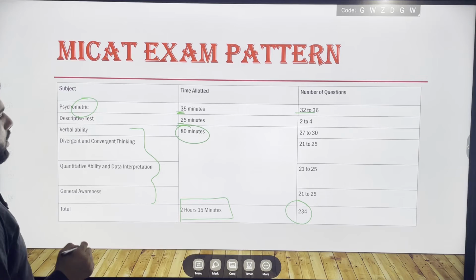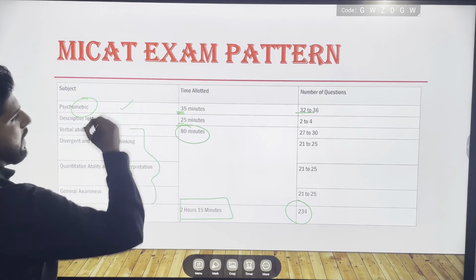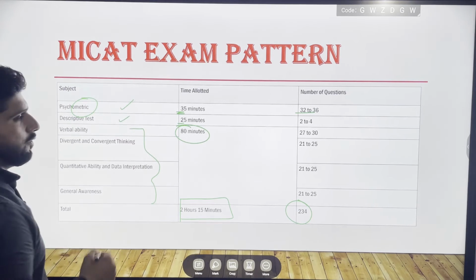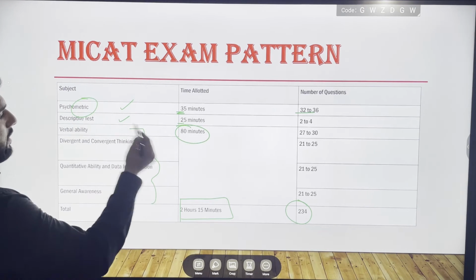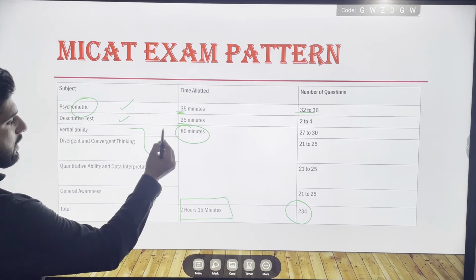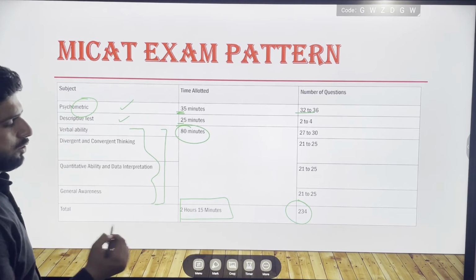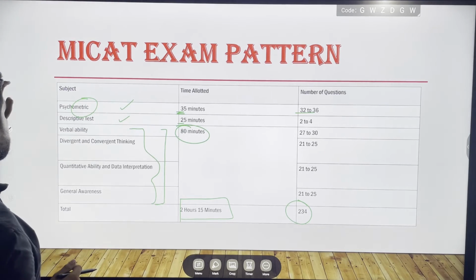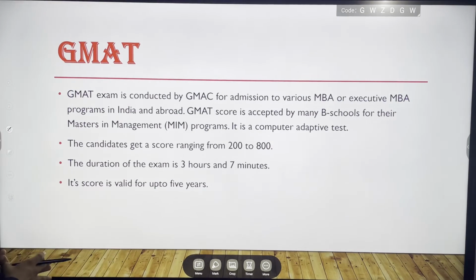Now if you clear this psychometric test, then your descriptive test will be considered for checking. If you clear this descriptive test, then this third part will be considered for checking and then your MICAT exam will be cleared. Now the last one is the GMAT exam.